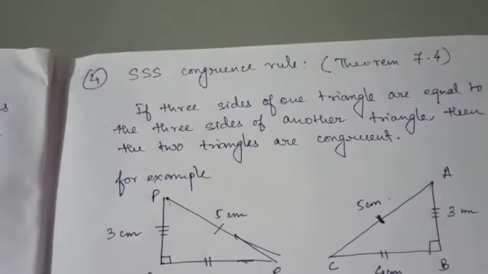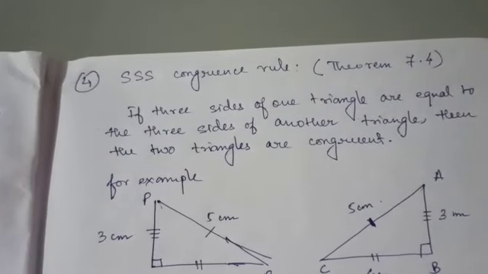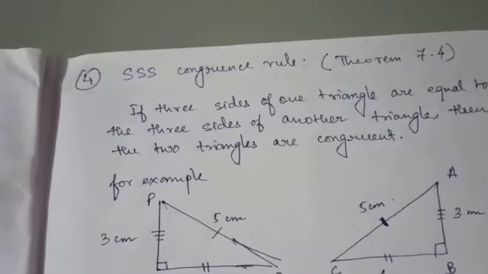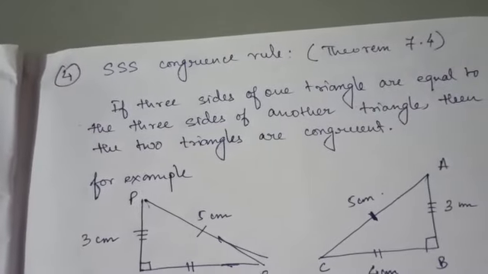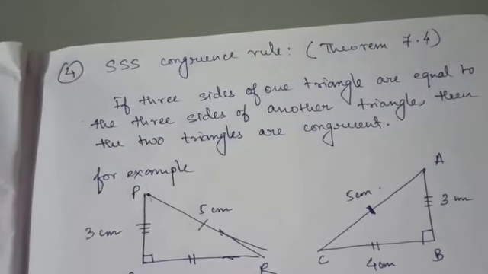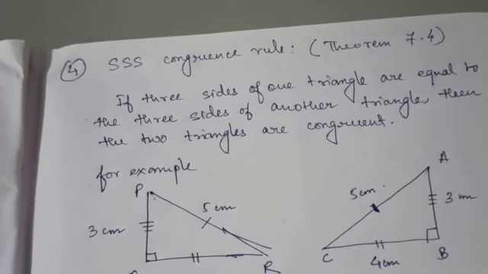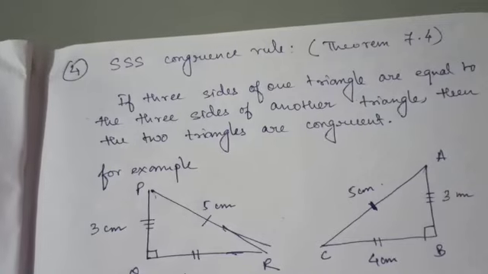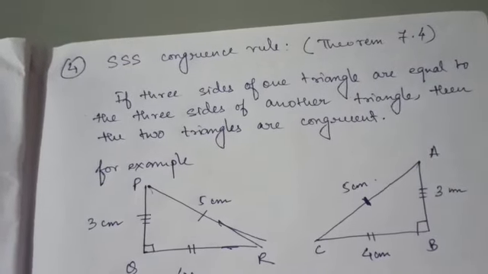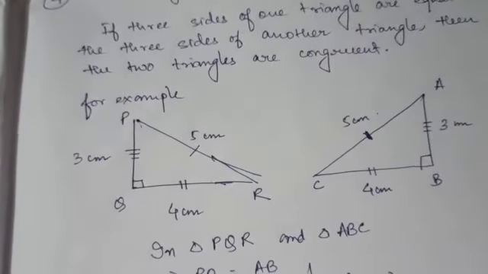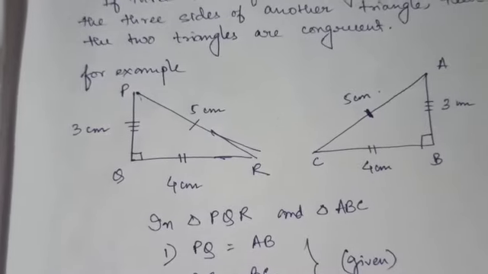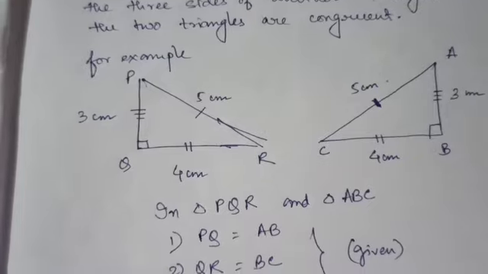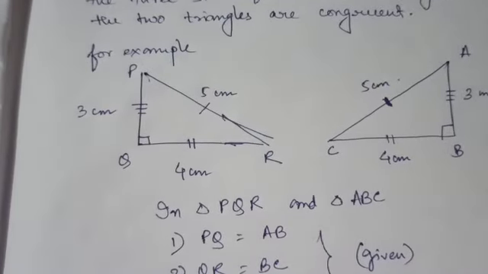Now the fourth one is the triple S congruency rule, which is your theorem 7.4. Triple S means side side side. So if three sides of one triangle are equal to the three sides of another triangle, then the two triangles are congruent. So here the three sides of a triangle are equal. I have considered a right angle triangle. You can consider any other triangle provided the three sides are equal.